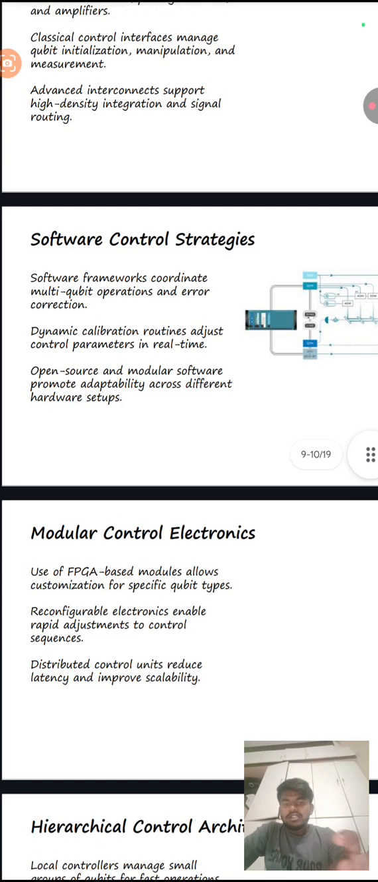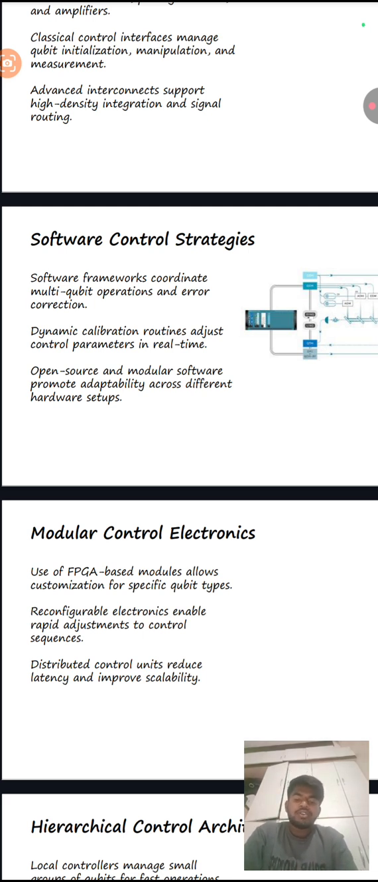Software control strategies. Software frameworks coordinate multi-qubit operations and error correction. Dynamic calibration routines adjust control parameters in real time. Open source and modular software promote adaptability across different hardware setups. These are the software control strategies. In the figure we can also see the diagram of the software control strategies.